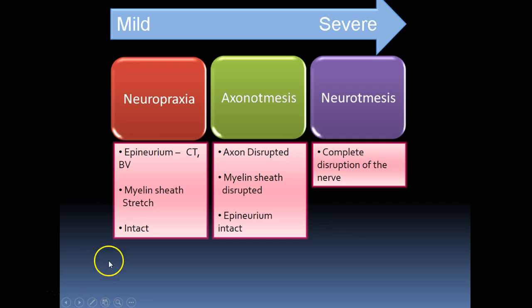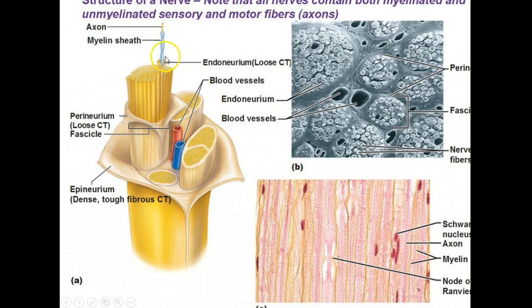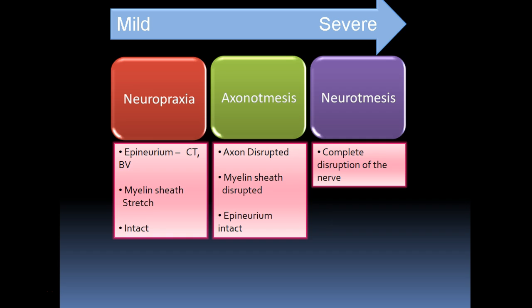The big thing to remember here is that there are different anatomical structures involved. In a neuropraxia, the epineurium, myelin sheath, everything's intact. There's a bit of a stretch. With an axonotmesis, the axon is disrupted and the myelin sheath is disrupted. However, that thick connective tissue of the epineurium is still intact, and so that's why we can see neuroregeneration and restoration of signs and symptoms. And last but not least, with our neurotmesis, everything's disrupted, and therefore you don't get regeneration. Sometimes you have to actually do a neural graft.